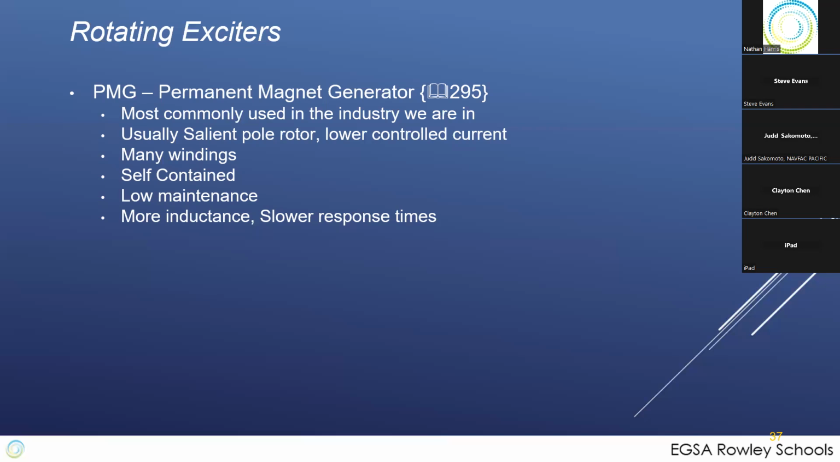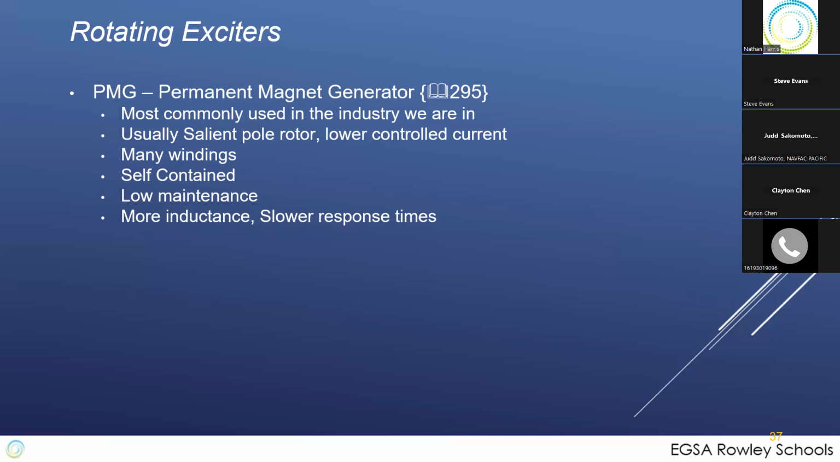Similarly, in a rotating exciter assembly, when you have the diodes involved, you'll make full voltage. You might even make full current at a lower voltage, but you won't make full current at full voltage when you're missing a diode.